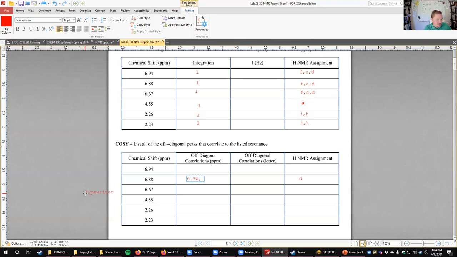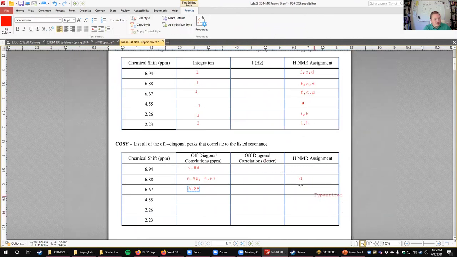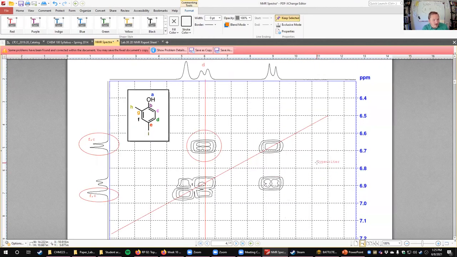As we're filling this in, we'd say 6.88 had a correlation with 6.94 and 6.67. 6.94 only had a coupling with 6.88, and 6.67 only had a coupling with 6.88, because when we looked back over here, 6.94 only had a coupling to 6.88, and the 6.6 whatever had a coupling with 6.88 as well. So we still can't tell which of those is which, but we know one's F and one's C, or at least we're pretty sure.